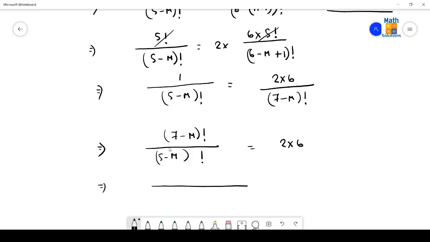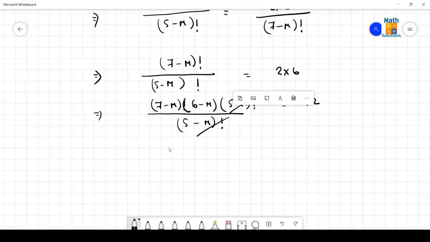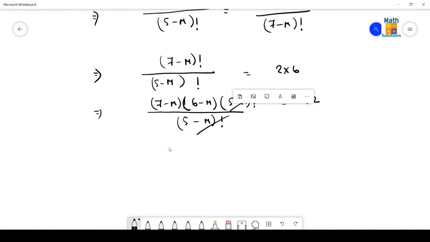So if I break this factorial notation in the numerator part to the descending order, I can put here 7 minus r into, then again 6 minus r means one term less than the first one, into 5 minus r factorial. I stopped here so that cancellation can be done with the denominator, and I got here the term 12. Now one thing can be noticed here, that on the left hand side, whatever numerator we are having, these two terms are consecutive terms, 7 minus r into 6 minus r.